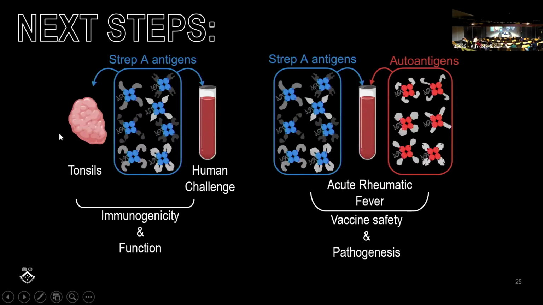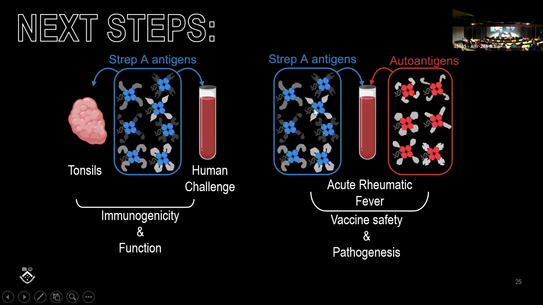Is to understand the responses happening at the tonsil, combining that with analysis of B cells and T cells as well in the human challenge, to really nail down immunogenicity and function for these vaccine candidates. So that's to get at vaccine efficacy.